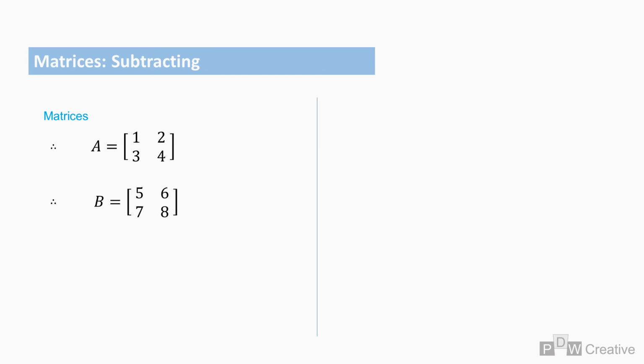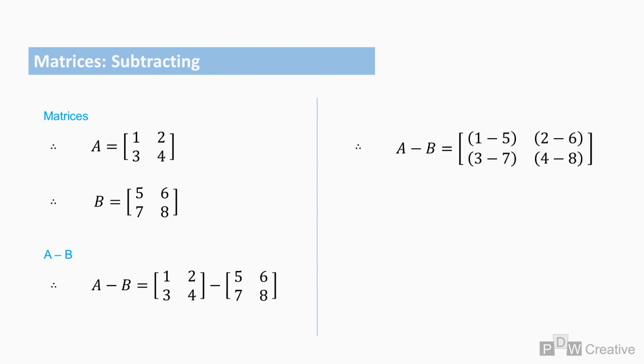Subtracting gives slightly different results. Let's take the same two matrices. A minus b can be written as shown. In subtracting, the individual references in the new matrix match up similarly to when adding. And in reversing, the references switch as seen before. The only difference is the outcome.